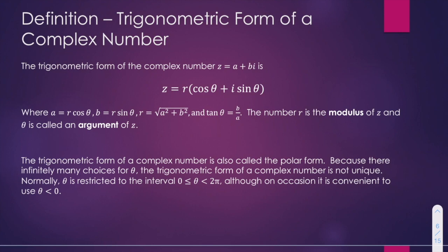The trigonometric form of a complex number is also called the polar form. There are infinitely many choices for theta, so the trigonometric form of a complex number is not unique. Normally, theta is restricted to the interval 0 to 2 pi, although on occasion it is convenient to use theta equal to something less than 0.